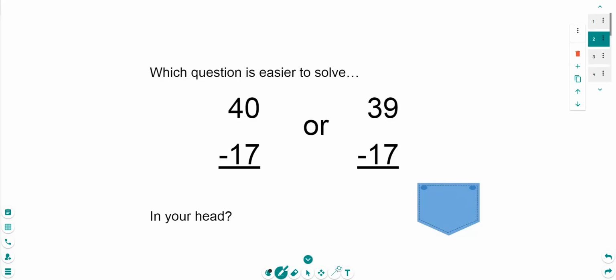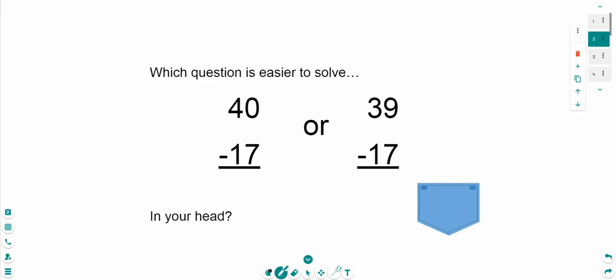Take a moment to consider these two subtraction questions. 40 subtract 17 and 39 subtract 17. Which of these two questions is easier for you to solve in your head? For me, it's much easier to solve 39 subtract 17 in my head.